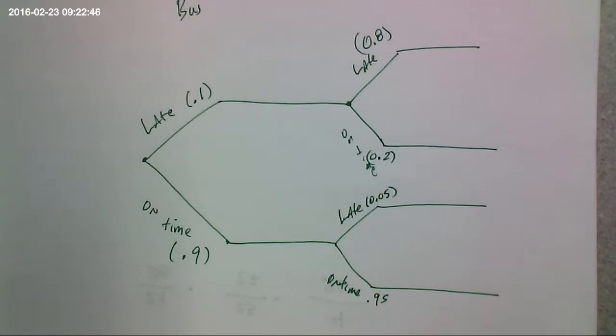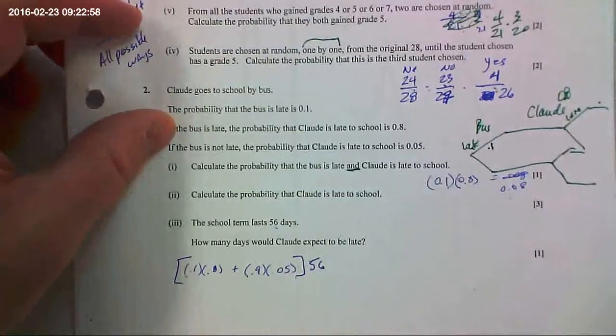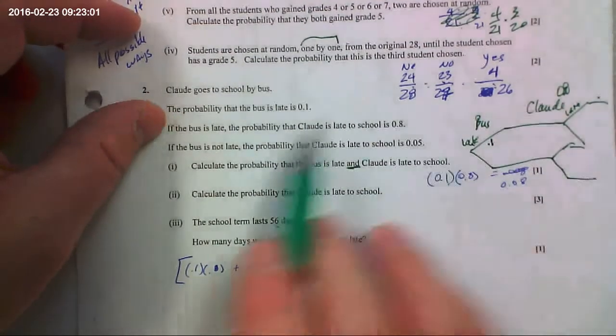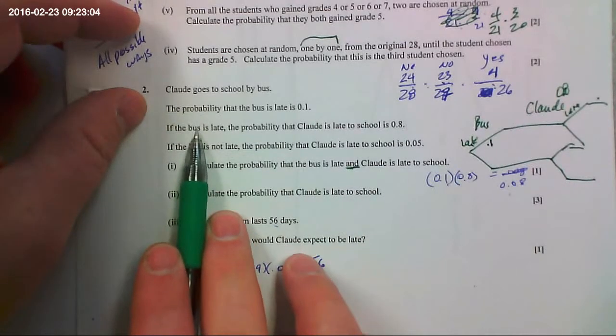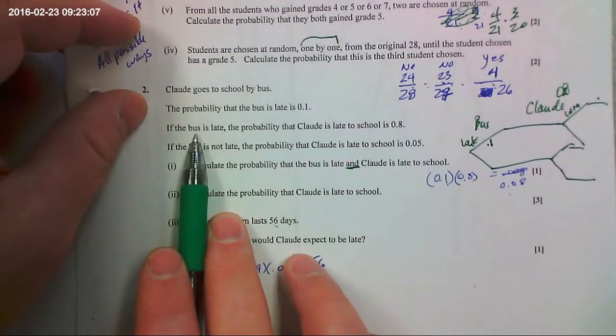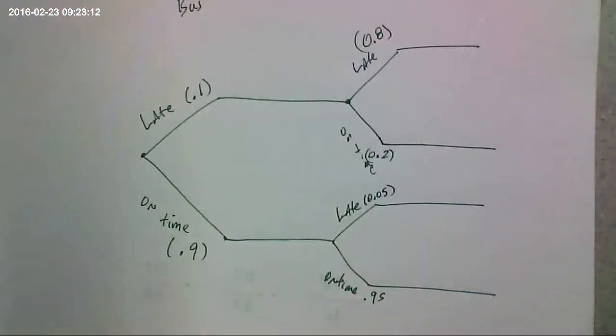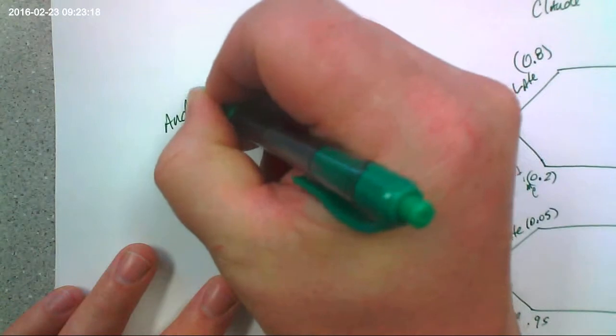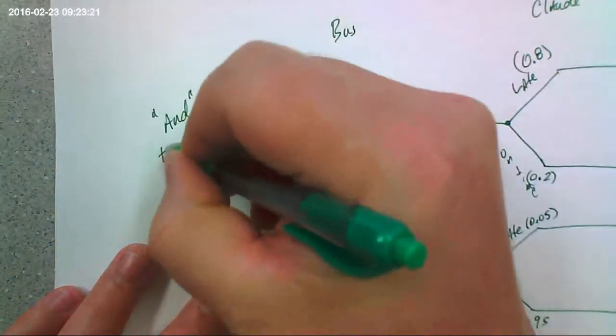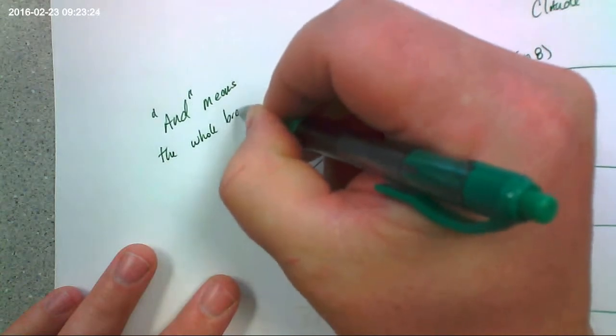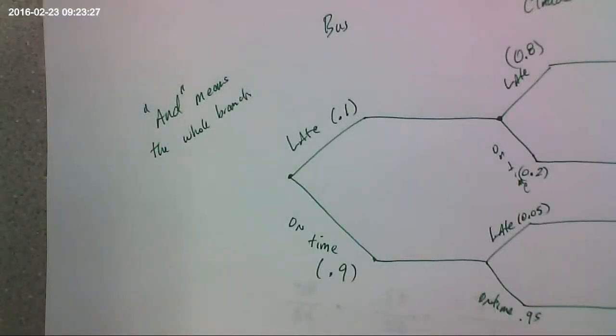Okay. So part 1 says calculate the probability that the bus is late and Claude is late to school. You see right here where it says and? That's like the whole branch. And these don't have the word and. Like in the descriptions, they don't have the word and, so it's just part. That make sense, Christina? Okay. We're all good with that? You sure? Maybe you should make a note of that. And means the whole branch. No and means just part.